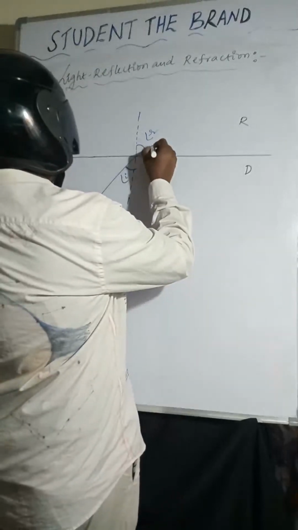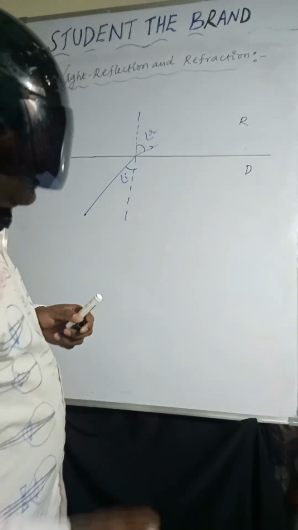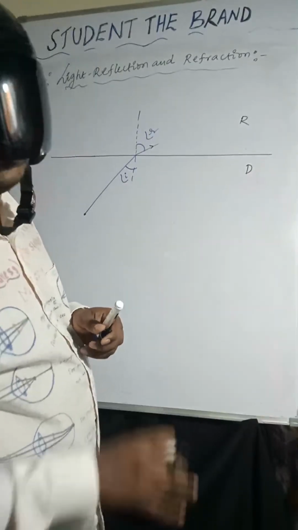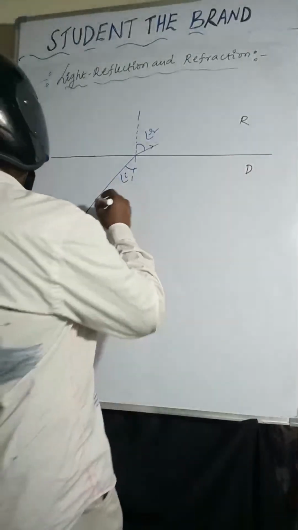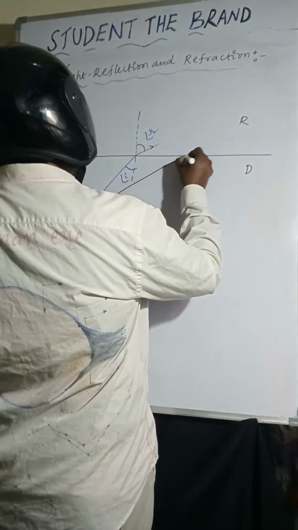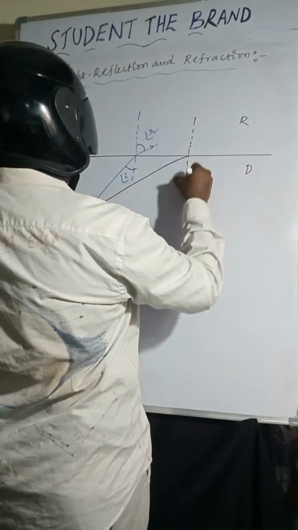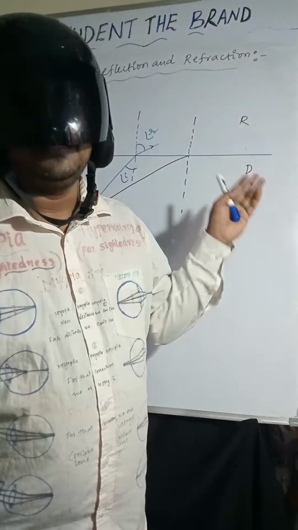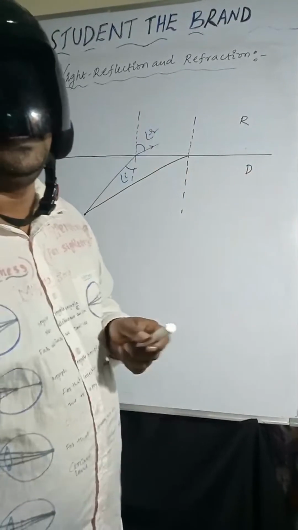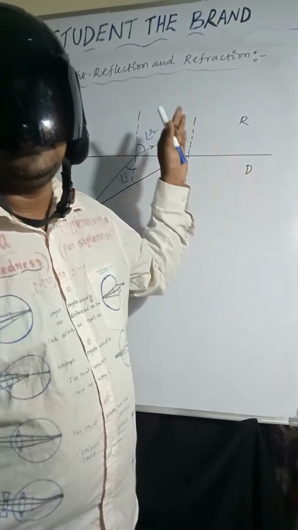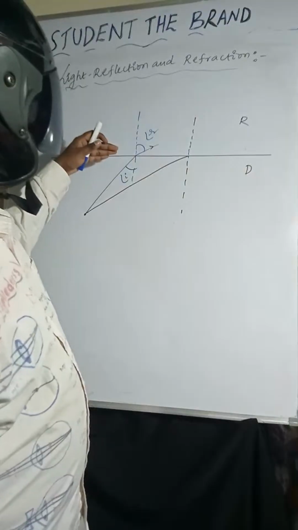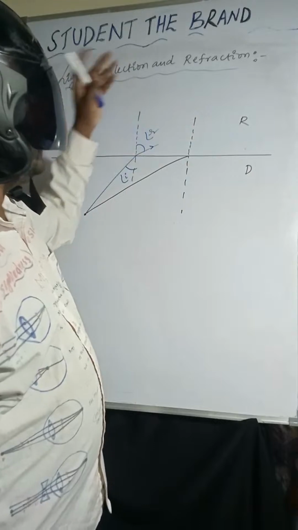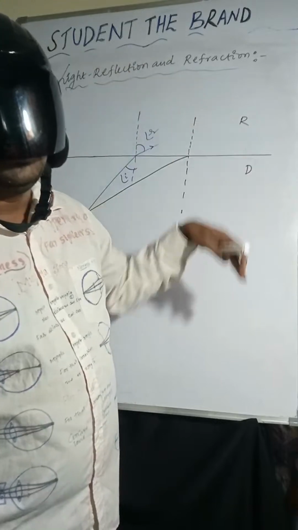Now, at a certain angle of incidence, the light ray is moving like this. Normally, what is refraction? The path of the light changes at the interface of the two media. If the light ray is moving from denser to rarer, it moves away from the normal line. If the light ray is moving from rarer to denser, it bends towards the normal line.